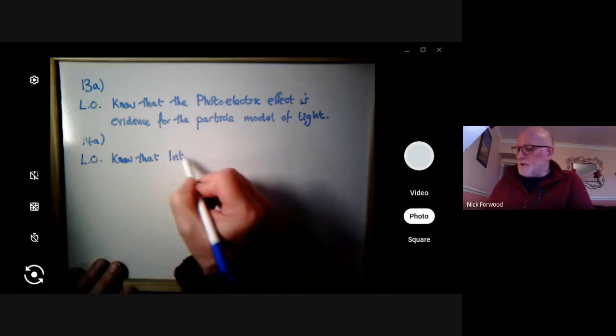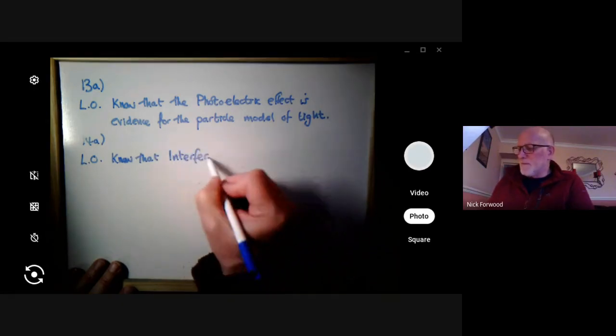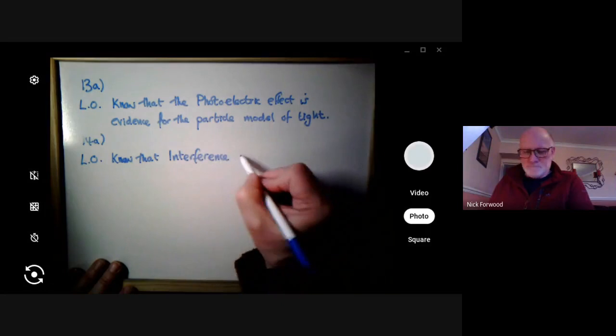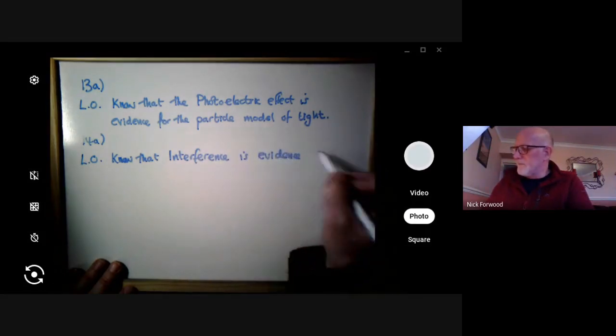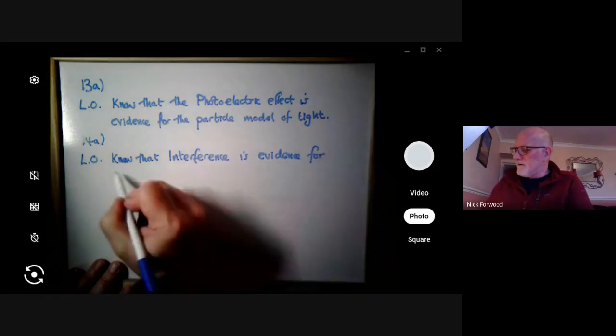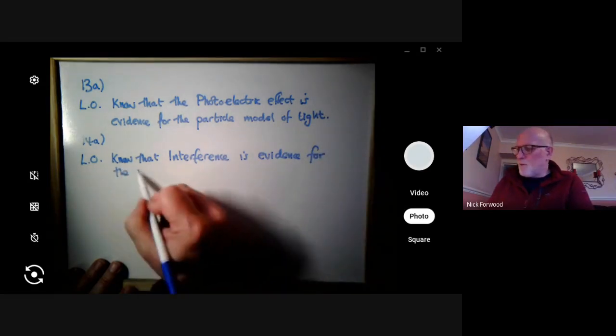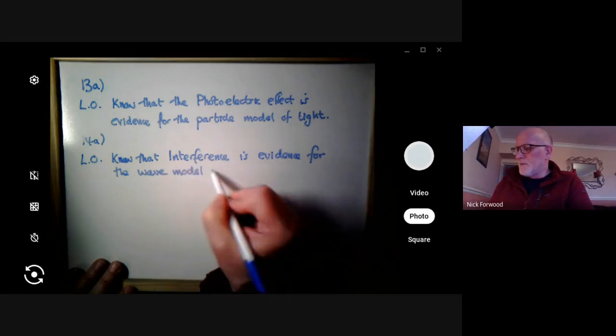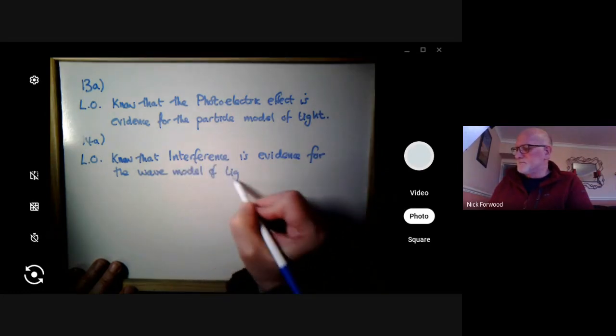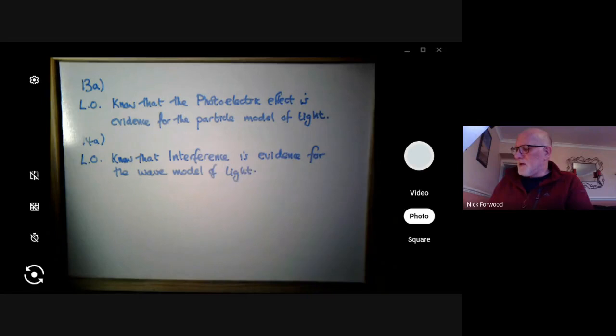interference is evidence for the wave model of light. And this is another quite common question. What evidence do we have for the wave model of light? And you just say interference, and that's it.